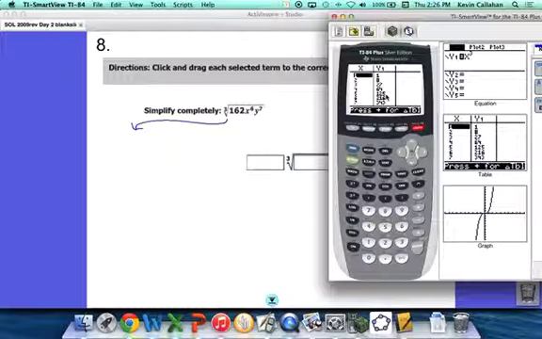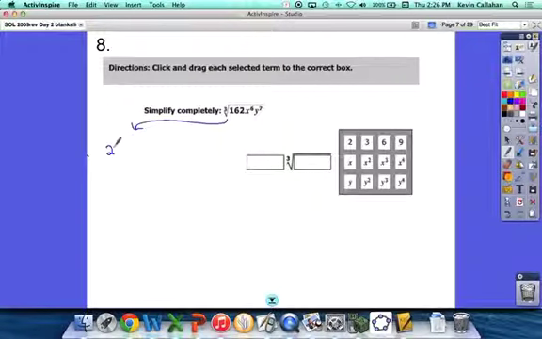You could say 162 divided by 125 doesn't divide in evenly. 162 divided by 64 doesn't divide in evenly. 162 divided by 27, what do you get? 6. So there you go. That's how you want to break this one up. You're going to break it up into 27 times 6.